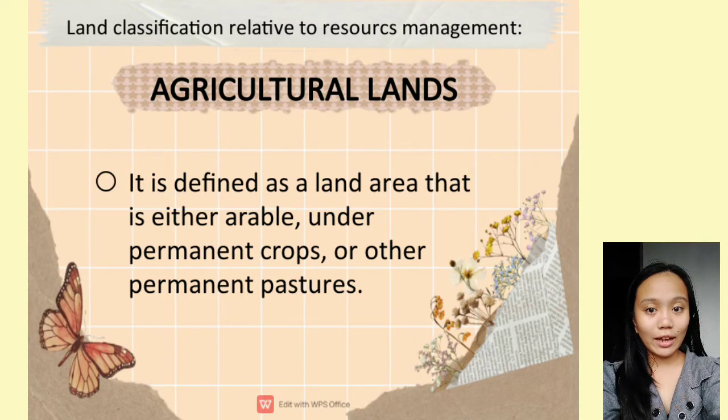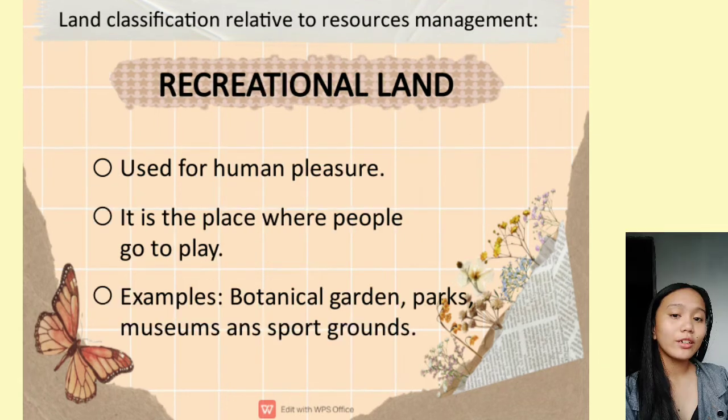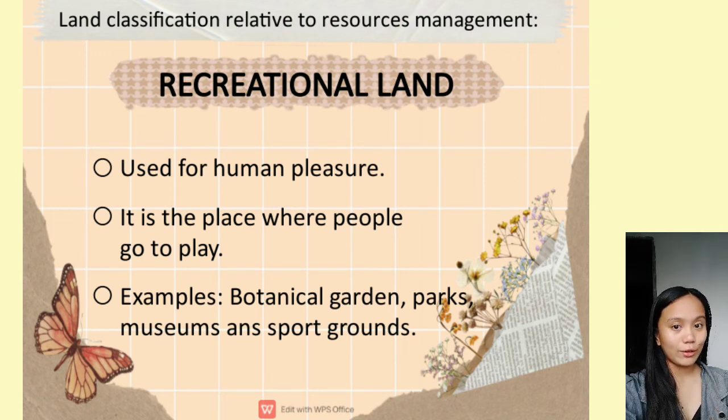Agricultural land is a land area that is either farmland, planted with permanent crops, or used for other permanent pastures. Recreational land is land used for human pleasure. It is where people play. Examples of this are botanical gardens, parks, museums, and sport grounds.